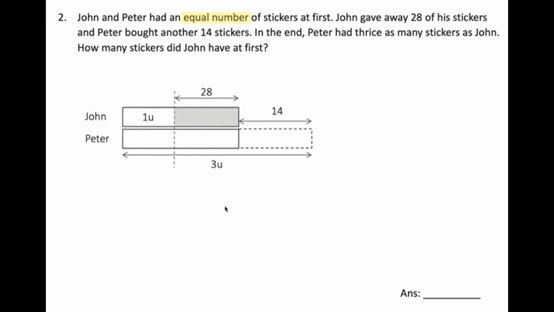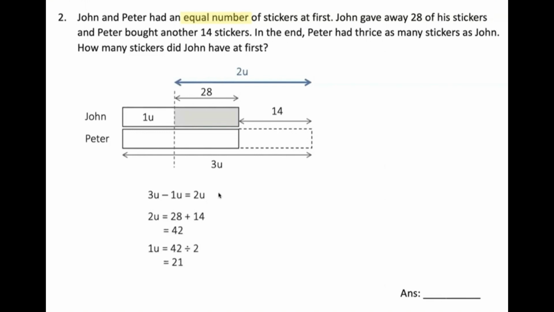Now, again, you compare. Always compare the units first. 3 units is here and 1 unit is here. You're comparing this against this. When you're comparing, you are looking for the difference. And the difference is here, which is 2 units. Now, ask yourself the question, how much do these 2 units represent? Or how many stickers do these 2 units represent? It's 28 plus 14. Okay, you must look at the model properly. 28 plus 14, so 1 unit will give you 21.